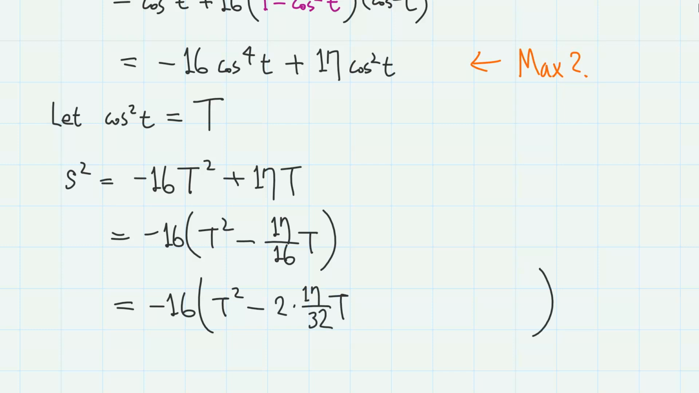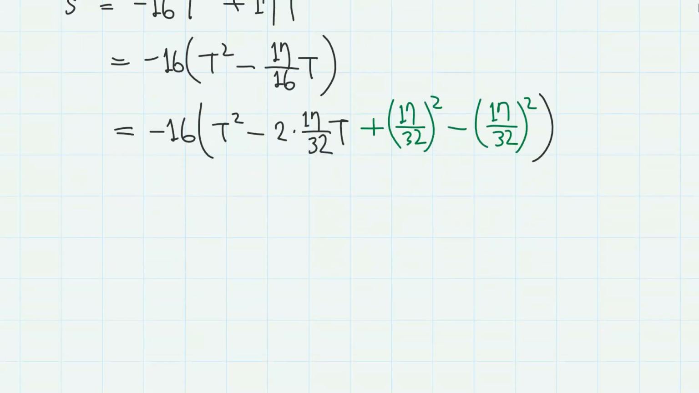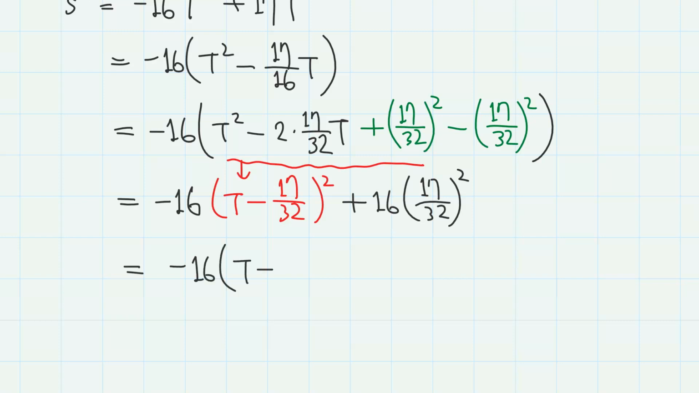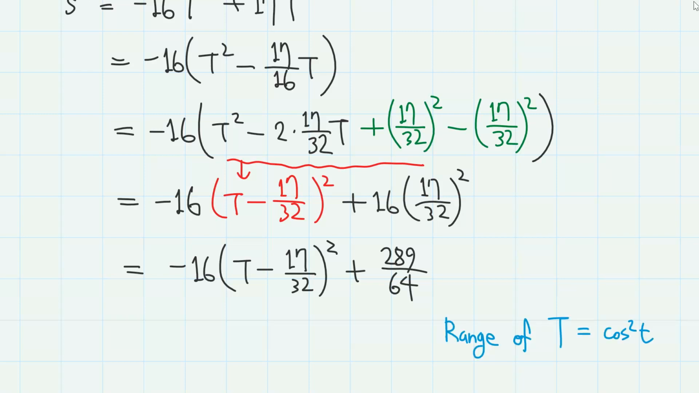And in order to complete the square, we add 17 over 32 squared, then we subtract 17 over 32 squared. So this part becomes a complete square, which is T minus 17 over 32 squared, and we have plus 16 times 17 over 32 squared. So in the end, we have minus 16 times T minus 17 over 32 squared plus 289 divided by 64. And let us not forget the important thing to do whenever we make a substitution: finding the range of the newly introduced variable.